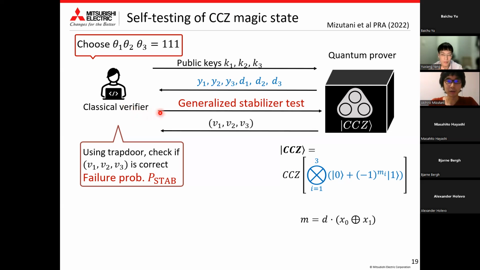And the classical verifier requests the prover to perform the generalized stabilizer test. And the prover measures each of the 3 qubits with the generalized stabilizer and obtains the outcome V. And the prover returns these outcomes to the verifier. Okay. So, using the trapdoor, the verifier checks whether these outcomes are correct. And P denotes the failure probability of obtaining the wrong outcomes.